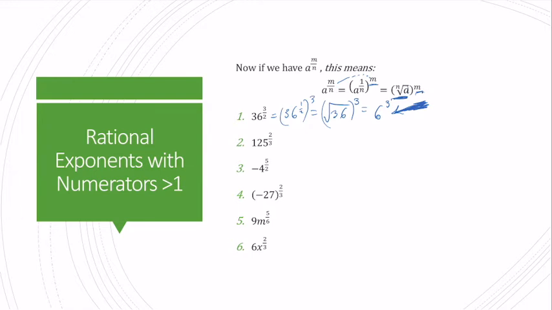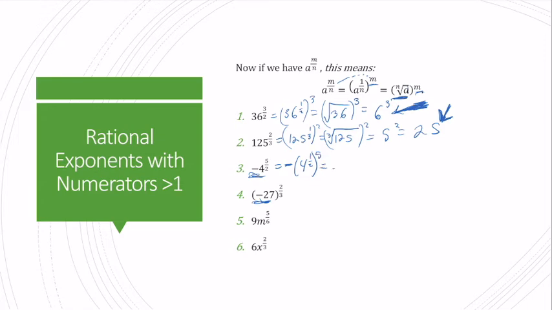If I have 125 to the 2/3, that's 125 to the 1/3 squared, which is the cube root of 125 squared, which is 5 squared, which is 25. See, I know what that one is off the top of my head, so I went ahead and wrote it down. Now I have negative 4 to the 5/2. So I have negative 4 to the 1/2. That negative's not attached. This one is because parentheses. This one isn't because no parentheses. Negative 4 to the 1/2 to the 5th power.